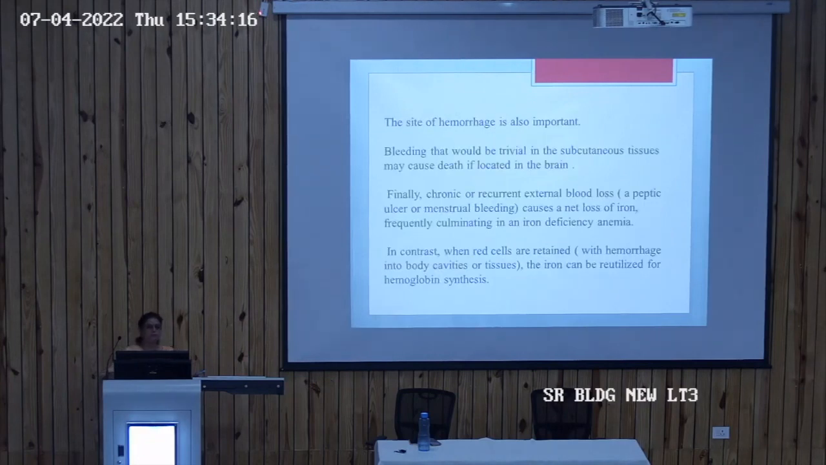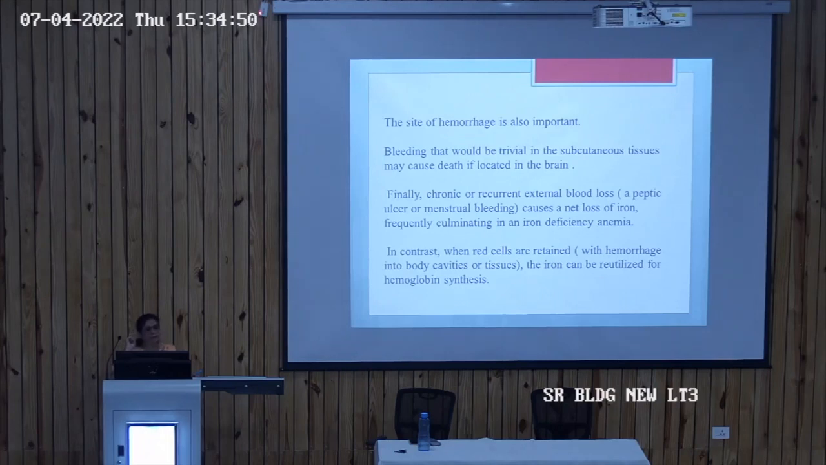The site of hemorrhage is also important. अब the bleeding could travel in the subcutaneous tissues, may cause death if it is in the brain, ठीक है। इसीलिए सबसे पहले रोड ट्रैफिक एक्सीडेंट होता है, सबसे पहला क्वेश्चन क्या, सिर पे चोट तो नहीं लगी, क्योंकि पता है कि कहीं भी होगी, बच सकती है, सिर में हुई तो इतनी सी भी फेटल हो सकती है। तो अब यहाँ पे 20% की बातें नहीं करेंगे, हो सकता है इतनी सी 1 ml भी अगर वाइटल एरिया में है तो गया पेशेंट। सो द साइट ऑफ हेमरेज इज ऑल्सो इम्पोर्टेंट. Bleeding that would travel in the subcutaneous tissues may cause death if located in the brain.